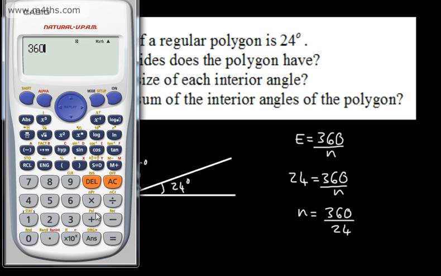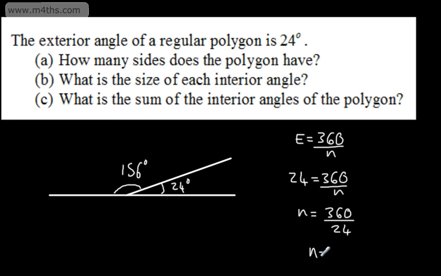So what have we got? 360 divided by 24, 15. That's 15. There we go. So the number of sides is going to be equal to 15. That is what we have. So how many sides does this polygon have? It then says what is the size of each interior angle? Well, we've just done that on a straight line.